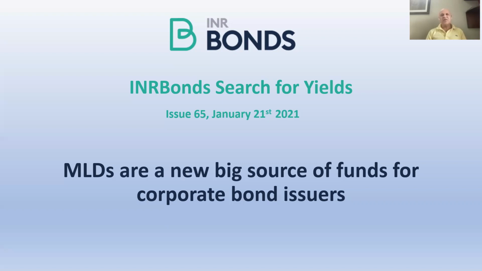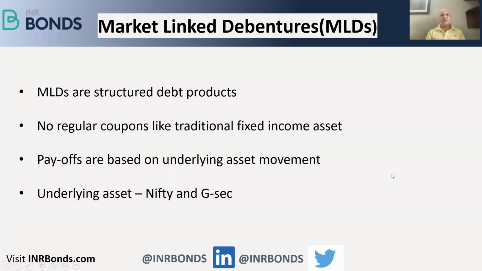Going back to MLDs. So MLDs or market linked debentures are bonds that are linked to an asset. It could either be the Nifty index, where the coupon and the rate of return is based on the movement in the Nifty, whether it rises or falls, or on a GSEC, it could either be the 10-year GSEC or any other benchmark, where the payoff depends on the movement in the GSEC.